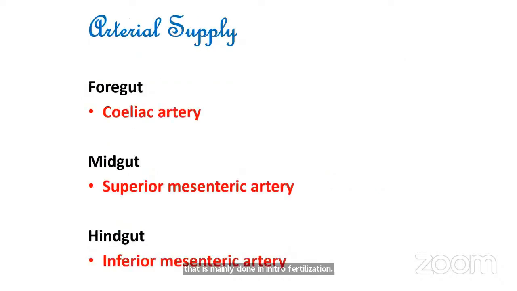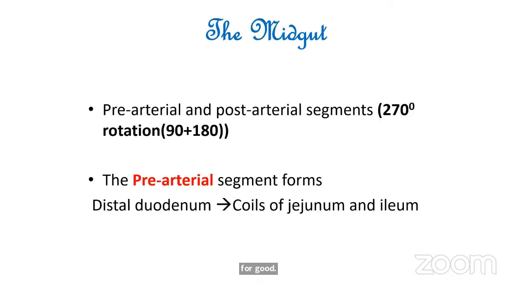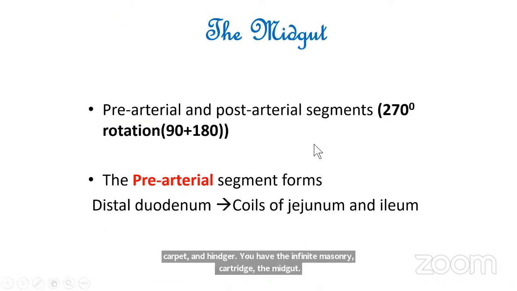Cardiotocography, you know it. Then arterial supply of the gut. This is again very important. Foregut, midgut and hindgut. Foregut, you have the celiac artery. Midgut, superior mesenteric artery. And hindgut, you have the inferior mesenteric artery. The midgut rotation is 270 degrees. Sometimes all these degrees can be asked.